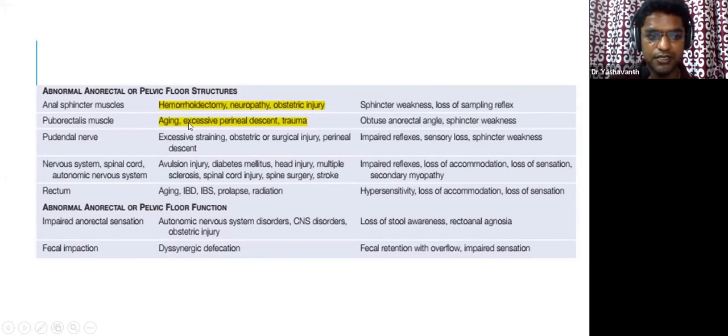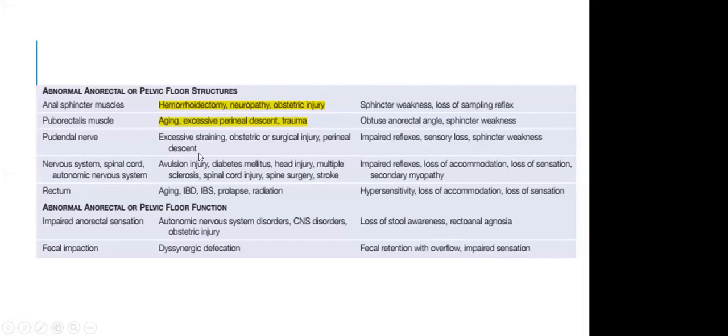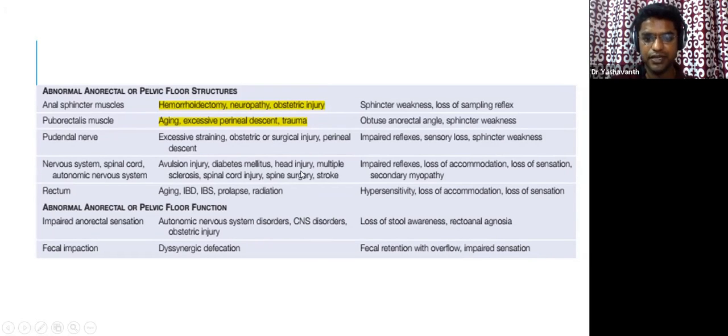The puborectalis muscle will be involved with aging, excessive perineal descent or trauma. The pudendal nerve will be damaged in excessive straining. I told you the pudendal nerve supplies the external anal sphincter. That's why it is important. Obstetric or surgical injury or perineal descent, and there might be avulsion injury, diabetes, head injury. All this can damage the nervous system, spinal cord and anus. This leads to impaired sensation and causes incontinence or a decrease in the anal tone.